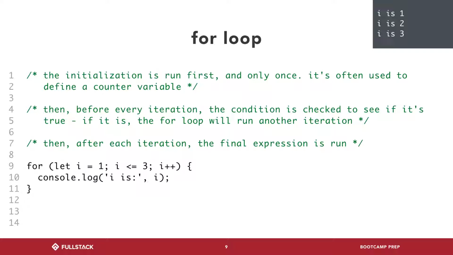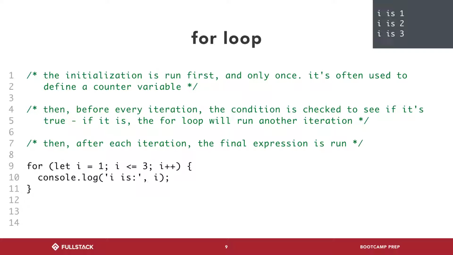On the second instance of this, what's I now? 2. I is 2, because in the previous run, I ended that particular iteration by adding 1 to I. So now we say, is 2 less than or equal to 3? Yes, it is. Great, let's log it out. I is 2. Then we add 1 to 2, and now we've wrapped up the second iteration.